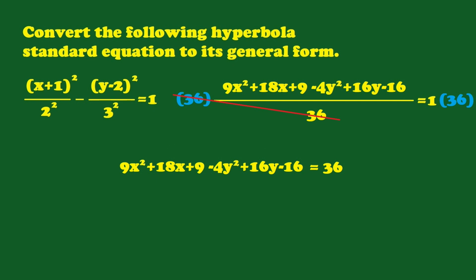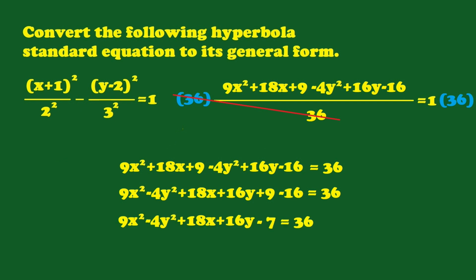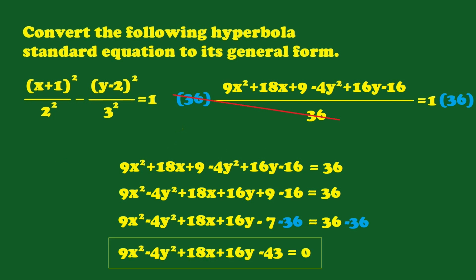In this line, we just arrange the terms accordingly, starting with the highest power. Next, we process the two constants 9 and negative 16, as shown in blue curve. Now in this line, we have to equate this to 0, so to do that, we add negative 36 on both sides. Just like that, and this is now the final process. We have now the equation of a hyperbola in general form.